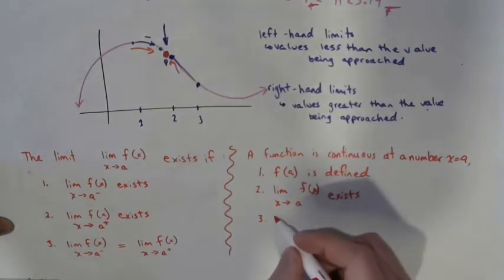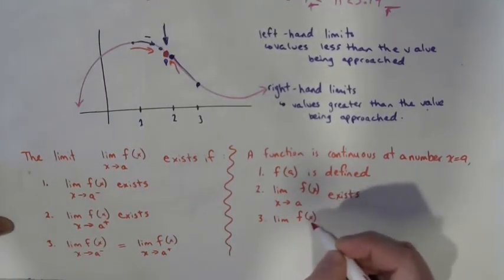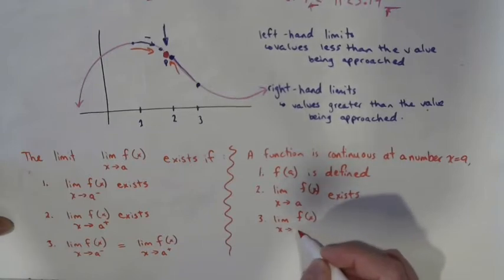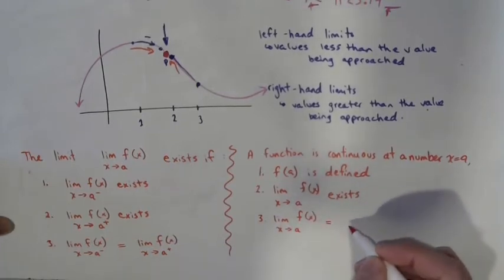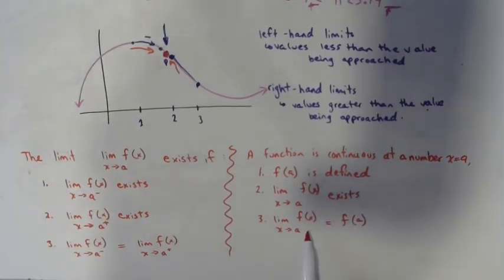And the limit of f of x as x approaches a is equal to the value of the function at a. So the value of the function at a is equal to the limit of the function as x approaches a. So as x gets closer and closer to a, and we estimate that limit, it's limited by the actual value of the function at a. Okay, what does that mean?